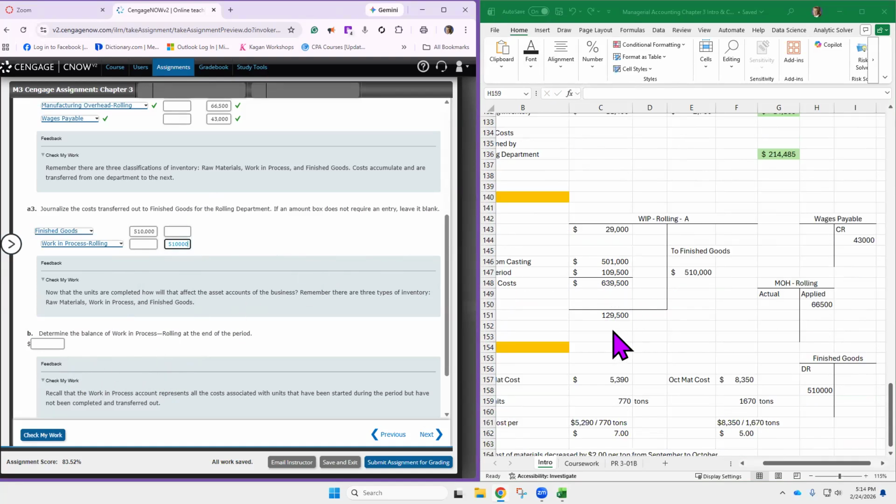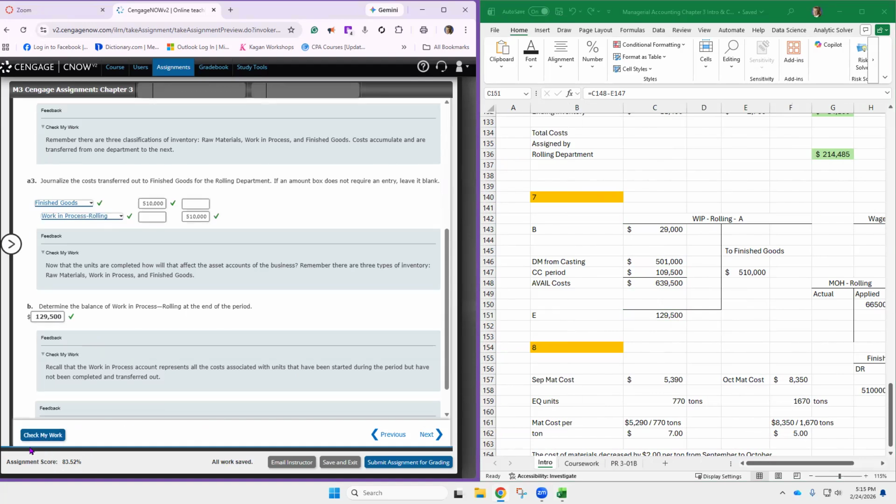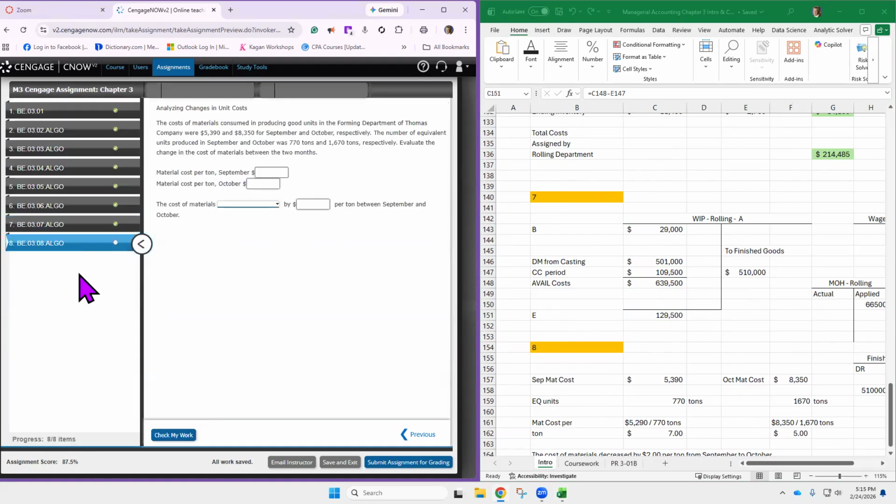Okay, and now they want to know what's the balance in work in process. Well, once again, we started with 29,000 beginning inventory, and direct materials came from casting of 501,000. Conversion costs came in at 109,500. Here's the total available cost we had. And we knew that 510,000 went out of the account going to finished goods. So that leaves us with 129,500. Okay. All right. We have one more and we'll be done with these.